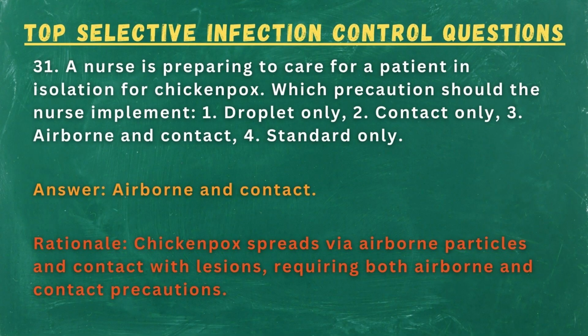31. A nurse is preparing to care for a patient in isolation for chickenpox. Which precaution should the nurse implement? 1. Droplet only. 2. Contact only. 3. Airborne and contact. 4. Standard only. Answer: airborne and contact. Rationale: chickenpox spreads via airborne particles and contact with lesions, requiring both airborne and contact precautions.